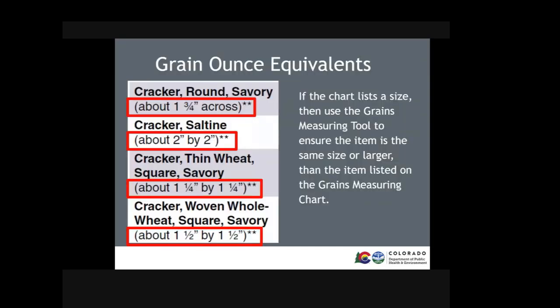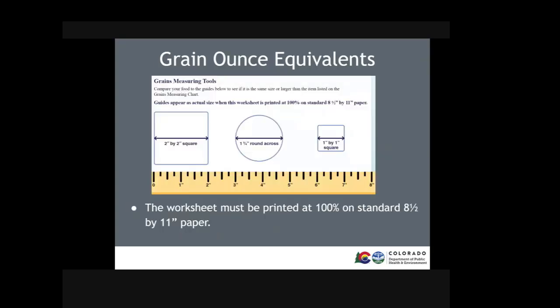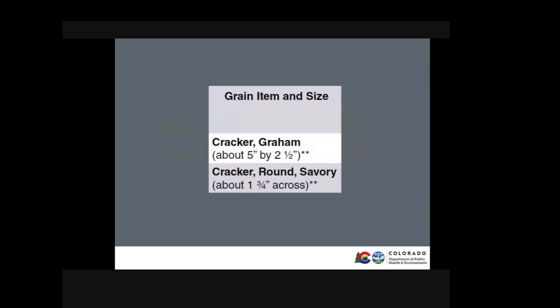If a chart does not list a weight but lists a size, then you will need to use the grains measuring tool to ensure that the grain item you are planning on serving is the same size or larger than the item listed on the grains measuring chart. The grains measuring tool is available to you on the last page or page 6 of the handout. Please note that in order to use the grains measuring tool, the worksheet must be printed at 100% on standard 8.5 by 11-inch paper. Let's take a look at an example.